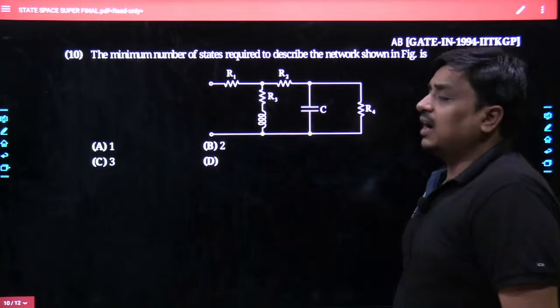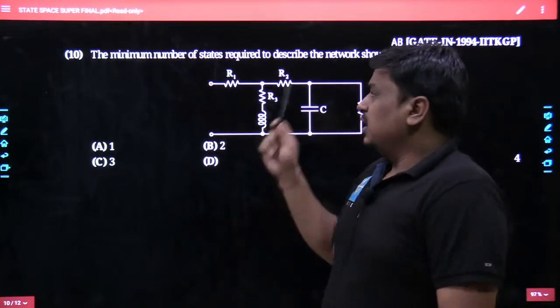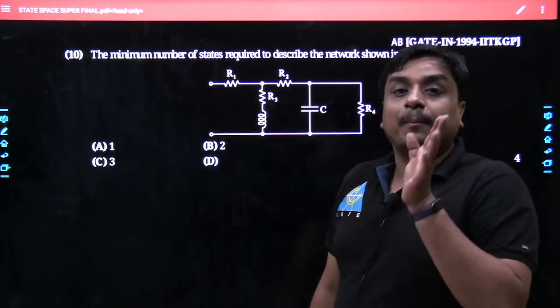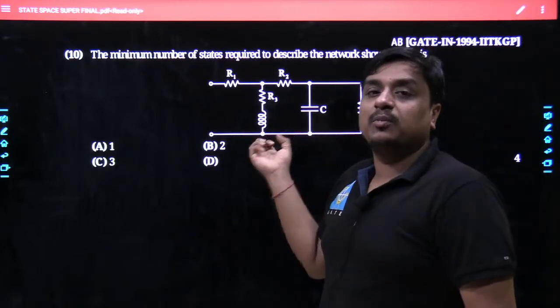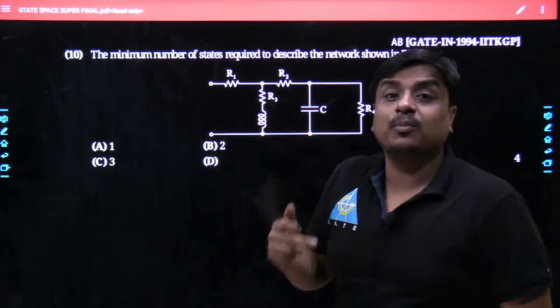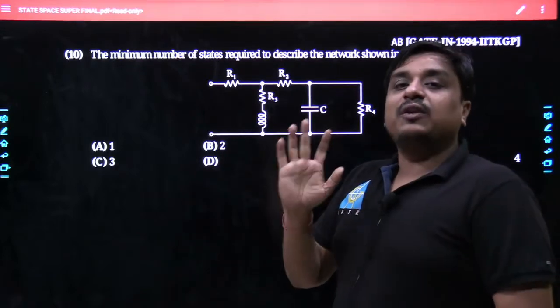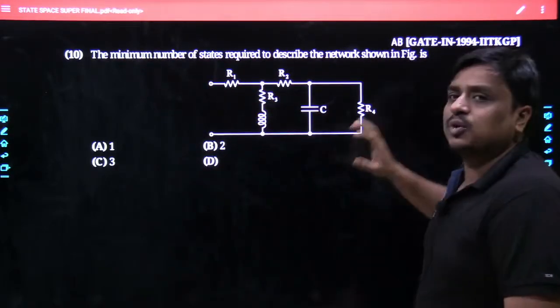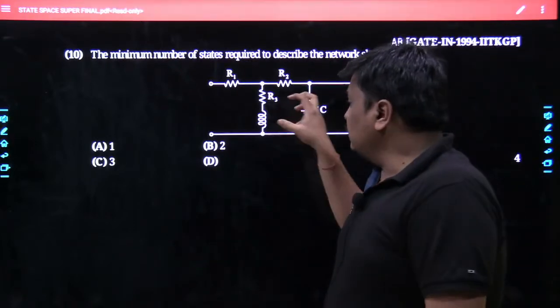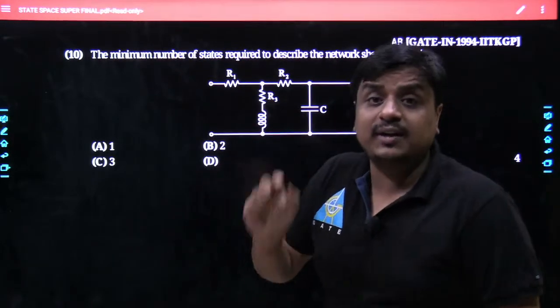And then we'll move into the 10th question. It is a basic RLC circuit, and in the problem it has been asked how many maximum number of state variables are required to convert this problem into the form of a state space model. That we have already seen, and with the help of that concept we will smash this problem. Two state variables are required to convert this electrical circuit into its equivalent SSM.